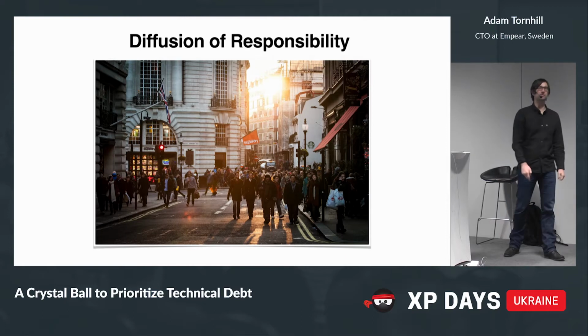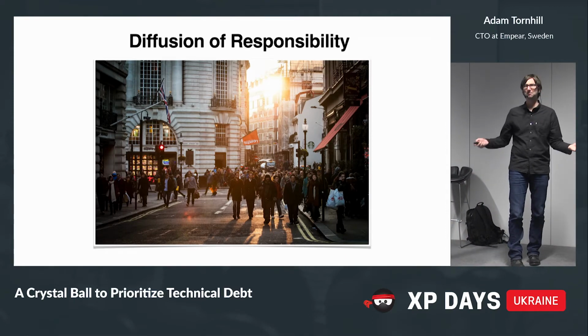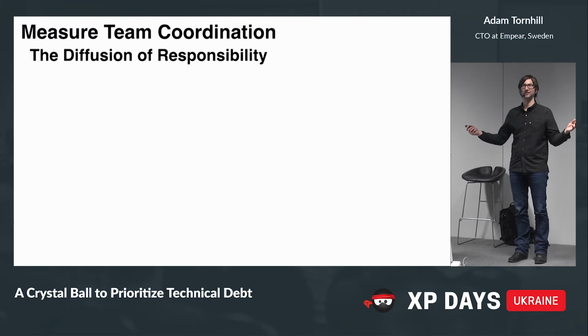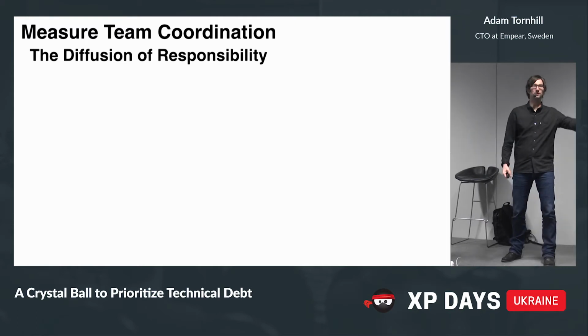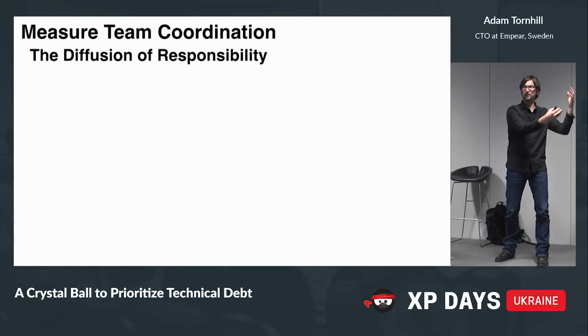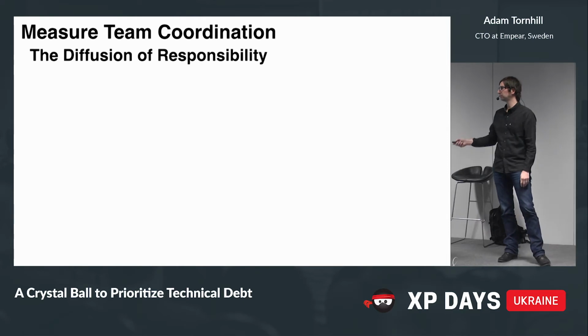So if we have an important principle like the diffusion of responsibility, how can we detect that? How can we measure that? Well, remember, we are in version control wonderland. So we know exactly which developer has worked where, so we can simply look for an overlap in development activity and map that to our file structure. Here's what it looks like.